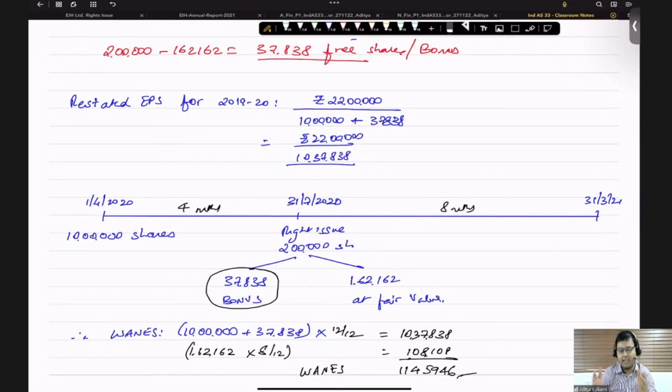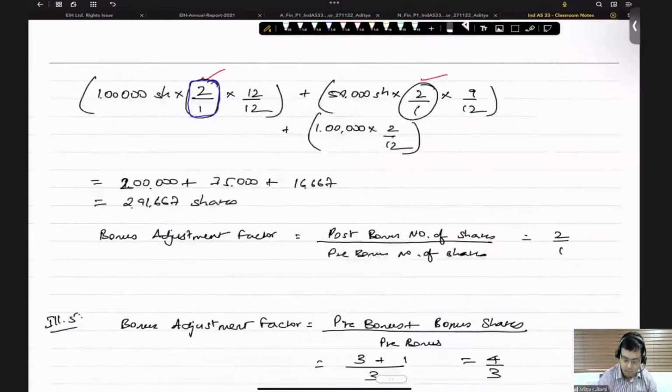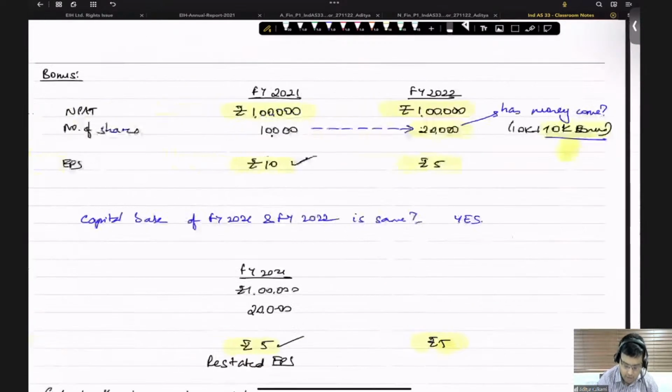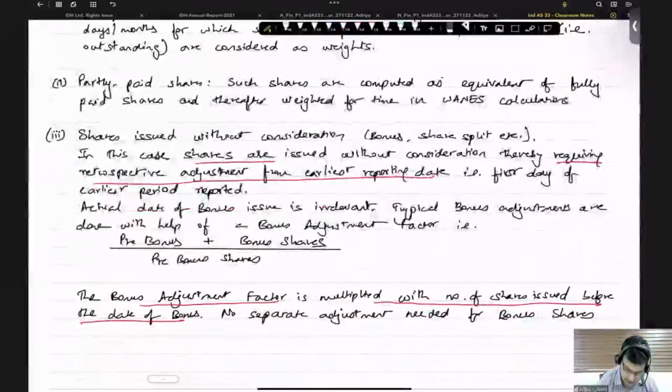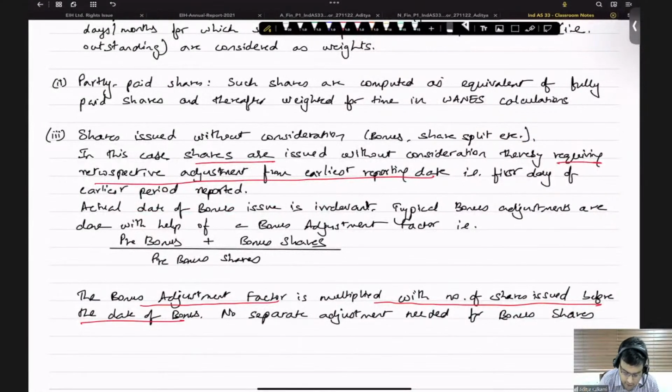Okay, so that is how we started off with the discussion on bonus, right? In the theory, what we have written is that the shares require retrospective adjustment from the earliest reporting date. The bonus adjustment factor is multiplied with the number of shares issued before the date of bonus.